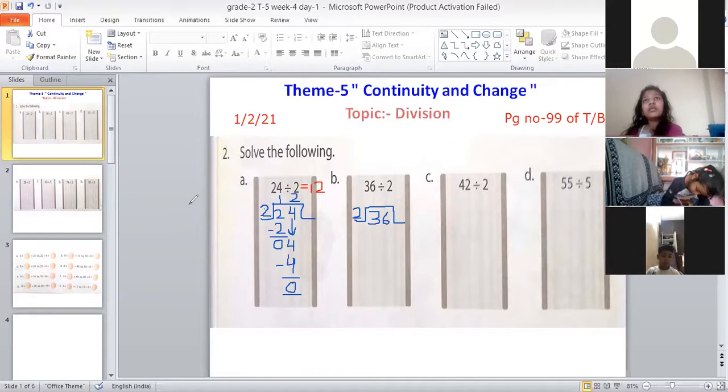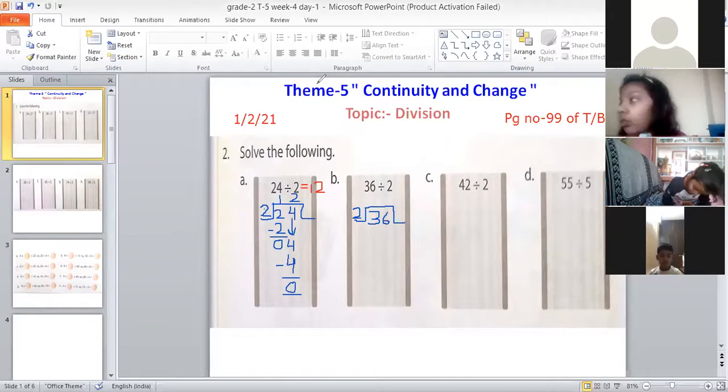What, ma'am? Why are we not taking 3? Why are we taking 3 and 6 together? No, we have to take only 3. We will take only 3 because 3 is greater than 2. Okay, fine. So we'll be taking only 3 here.